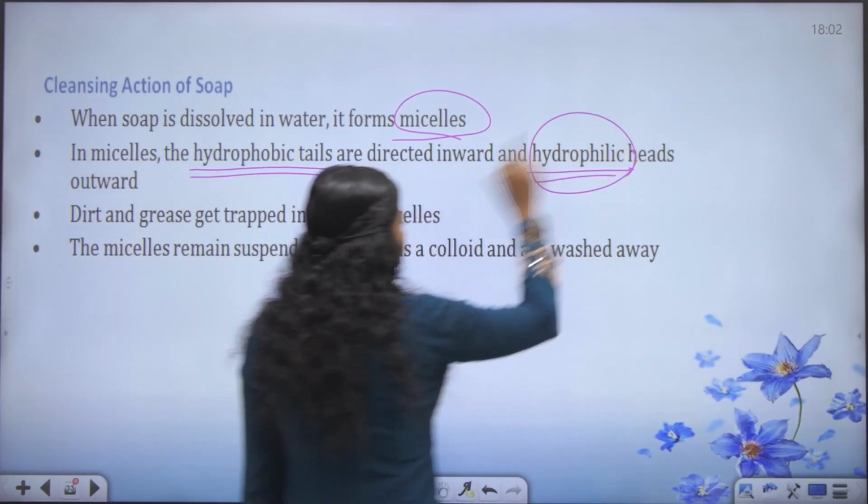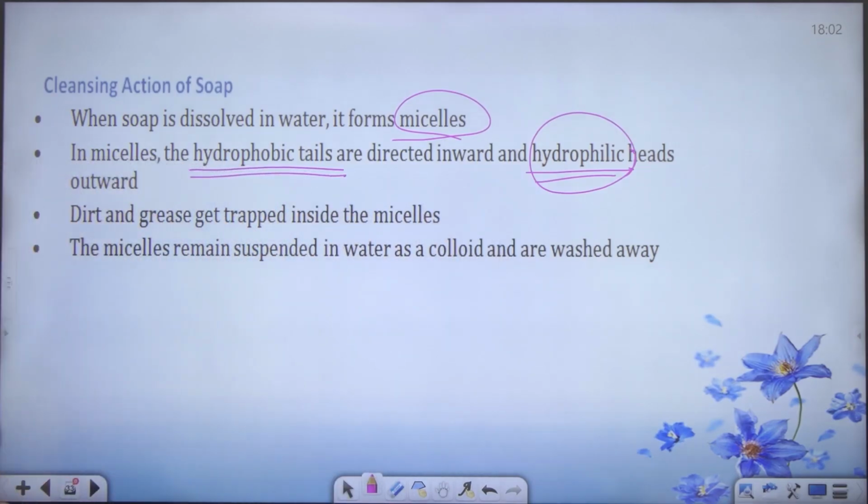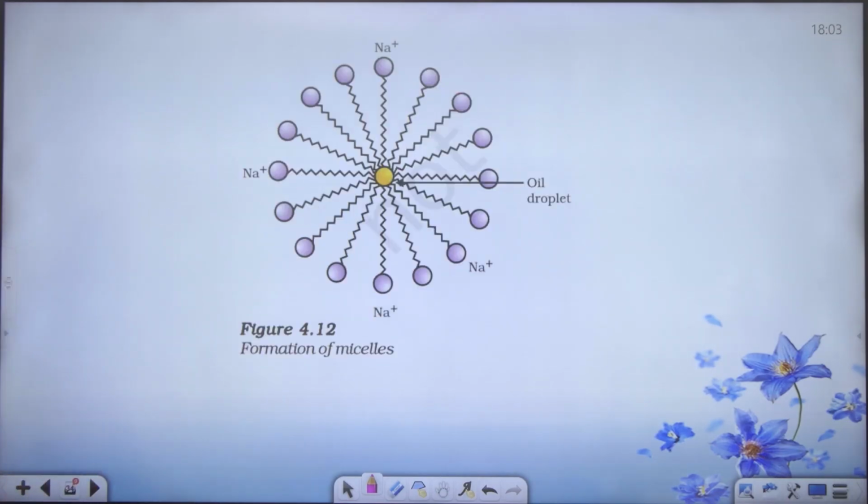Hydrophilic means the water loving part, the heads outward. In micelle formation, the hydrophobic tails are directed inward and the hydrophilic heads outward. And dirt and grease get trapped inside the micelles. The micelles remain suspended in water as a colloid and are washed away. Like this.